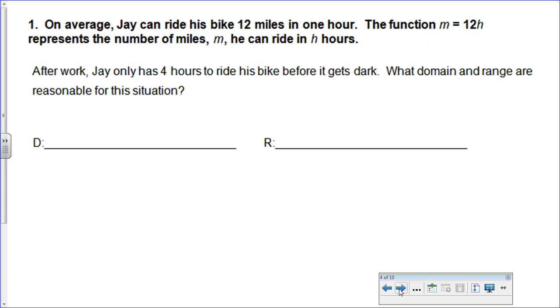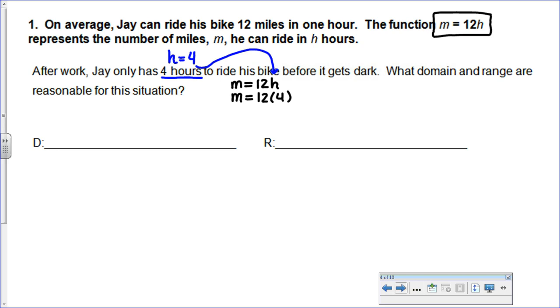Let's do one more problem from that same situation. It says that after work, Jay only has 4 hours to ride his bike before it gets dark. What domain and range are reasonable for this situation? We're going to use the function given here, m equals 12h, and we're going to plug in 4 hours into our function. Since it's 4 hours, this represents our h value. H is equal to 4. So using our function, m equals 12h, we're going to substitute in a 4 in place of h. So let's find the number of miles that he can ride if he rides all 4 hours. So m equals 12 times 4, and 12 times 4 is 48.